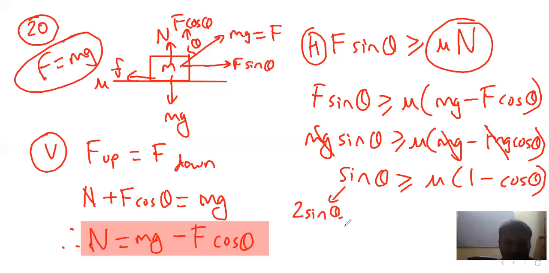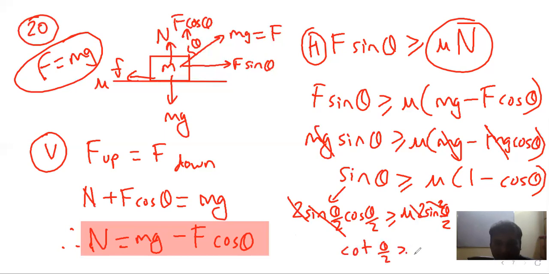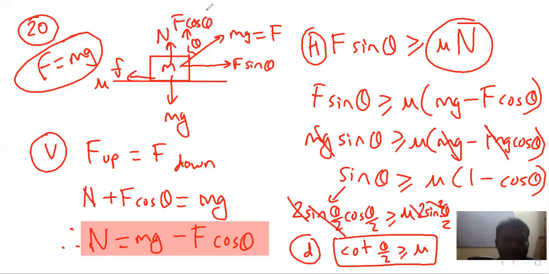So this is 2 sin theta by 2 cos theta by 2, which is greater than or equal to mu into (1 minus cos theta), and 1 minus cos theta is 2 sin square theta by 2. So sin theta by 2 cancels, 2 cancels. We get cot of theta by 2 is greater than or equal to mu. So the correct answer to this question is option D, cot theta by 2 greater than or equal to mu.